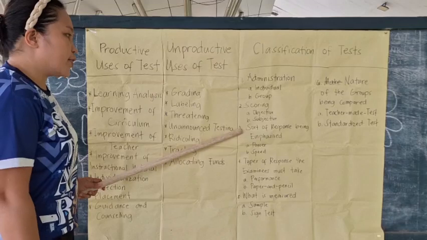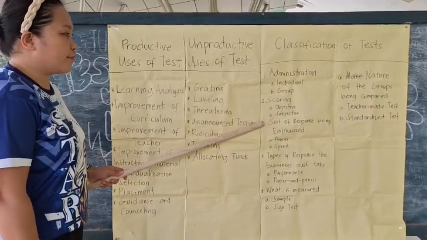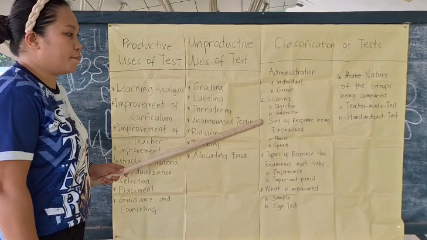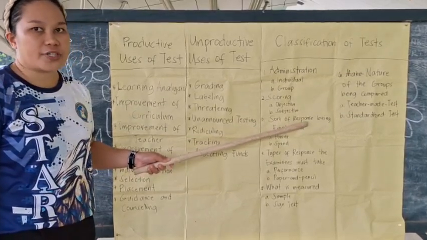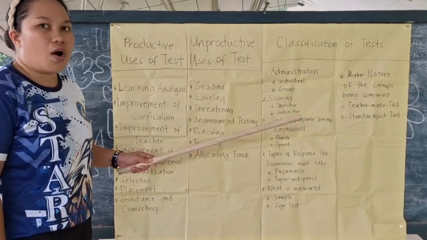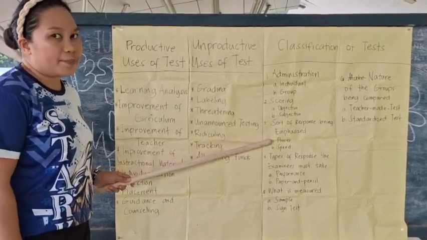Number 3, sort of response being emphasized. So the third classification of tests would be sort of response being emphasized. When we say response, it is the feedback or the reaction the students have that is being emphasized in this test. The first one would be the power.